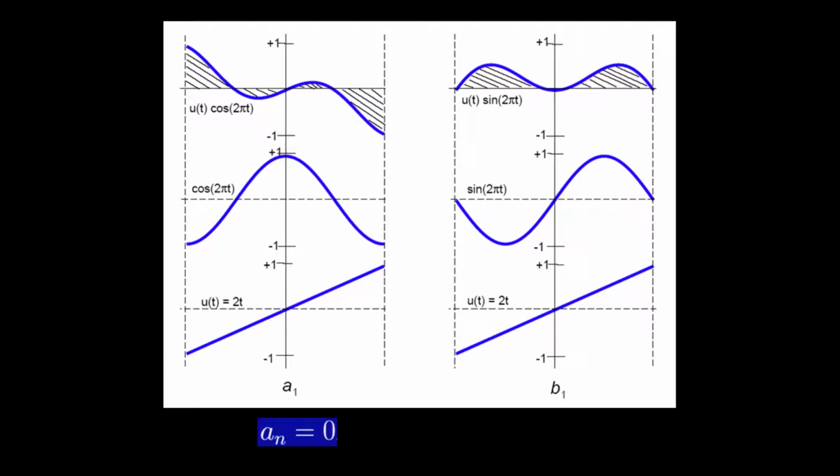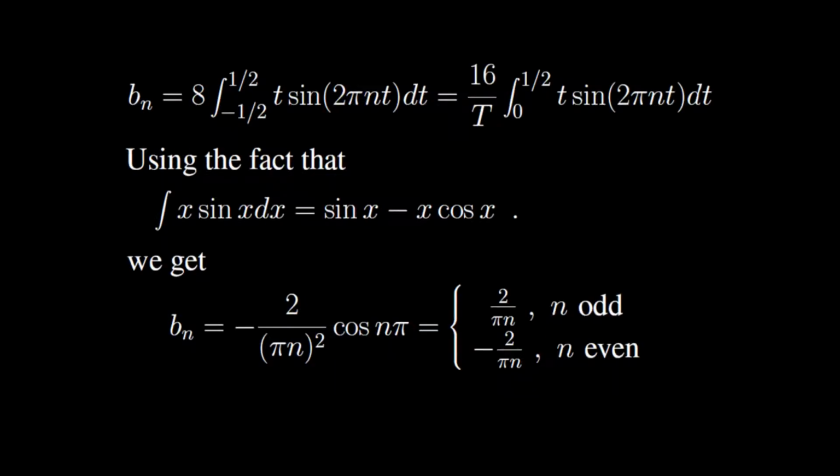Let's now turn to the computation of bn. The plot of the product curve 2t sine 2 pi nt is shown here. Notice that the area under the left half of the product curve is identical to the area under the right half. The integral for evaluating bn can be carried over half the range and the result multiplied by 2, because the function being integrated is an even function. This equation can be integrated by parts to find the final bn coefficient.